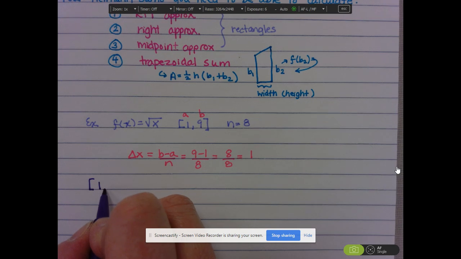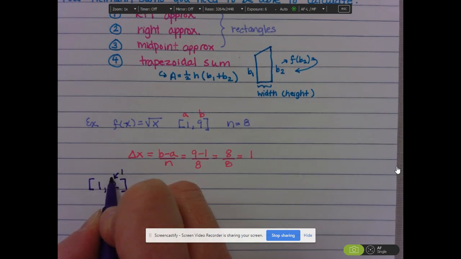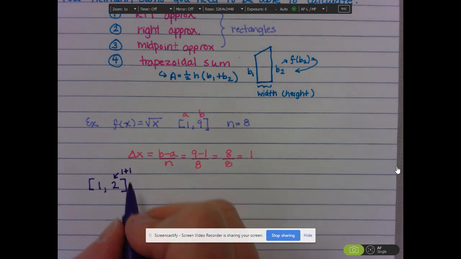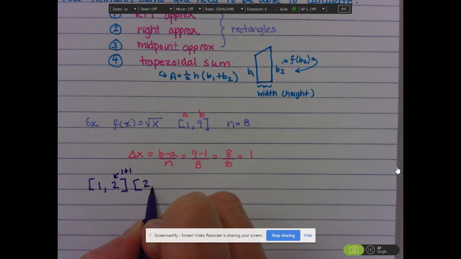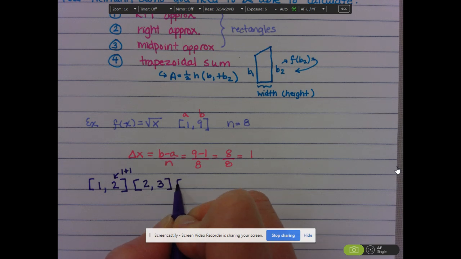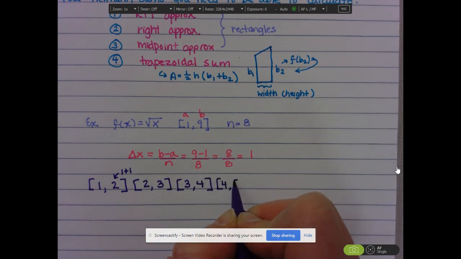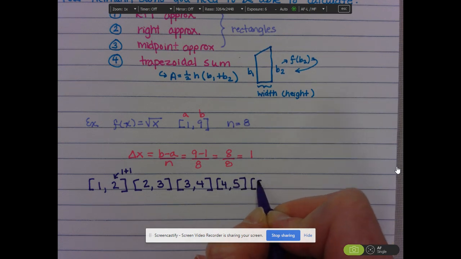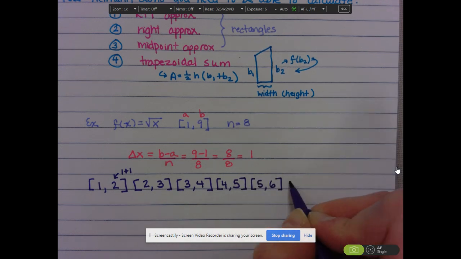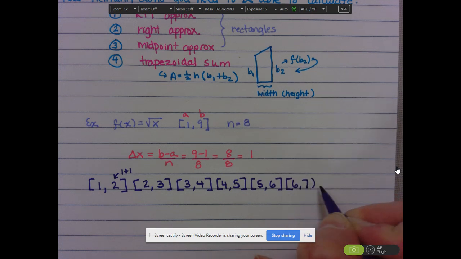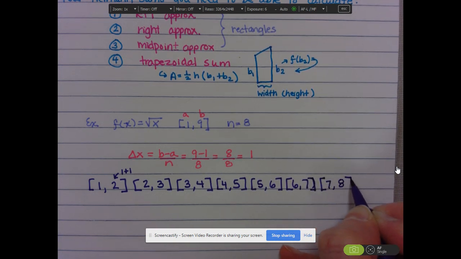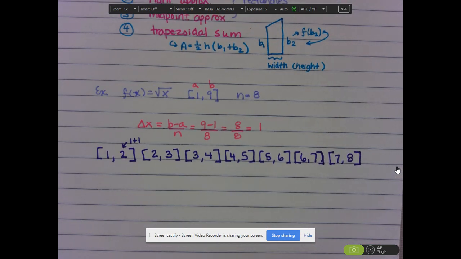My first rectangle goes from 1 to 2. And again, this just came from endpoint plus your width. Next rectangle goes from 2 to 3, from 3 to 4, 4 to 5, 5 to 6, 6 to 7, oops, and 7 to 8. And there are your 8 rectangles and your 8 intervals.